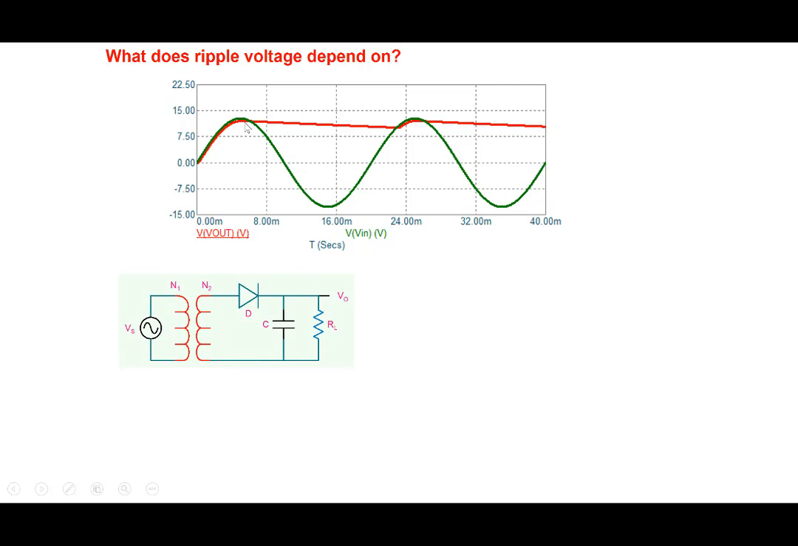So what does the ripple really depend on? The magnitude of the ripple. Let's look at this particular circuit here, and we note that in this particular part of the waveform, which is causing a ripple, the diode is reverse biased, and effectively the capacitance is discharging through RL.